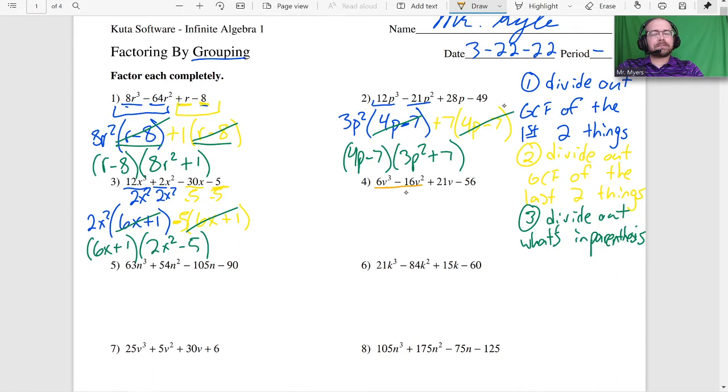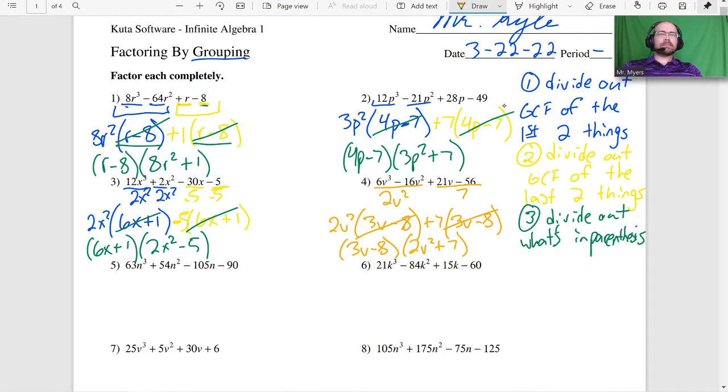So that doesn't go into 6. Let's go into 2. 2v squared. So if I take out a 2v squared, then I would have 3v minus 8. Okay, and then do it again here. Want to divide by, looks like 7. So I want to take out a 7. 21 over 7 is 3v. 56 over 7 is 8. 3v minus 8. And 2v squared plus 7. Okay.